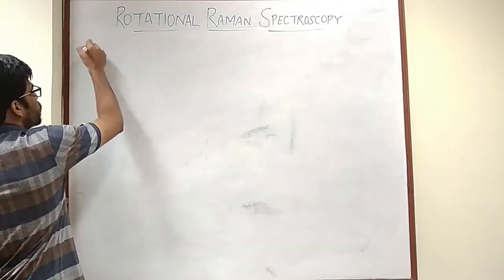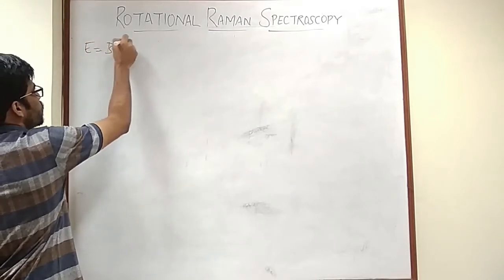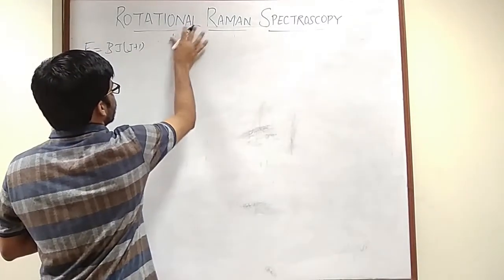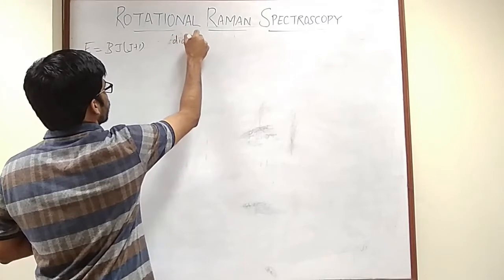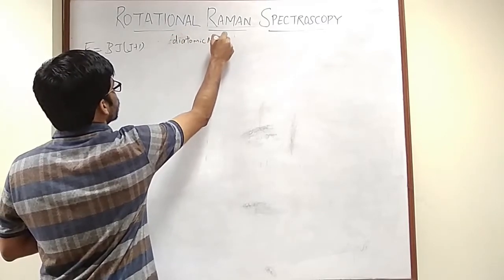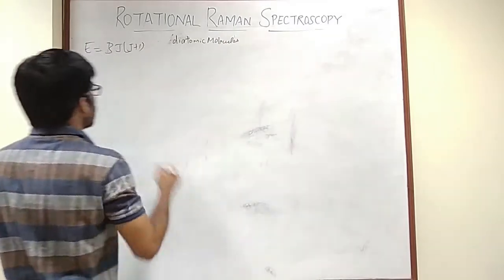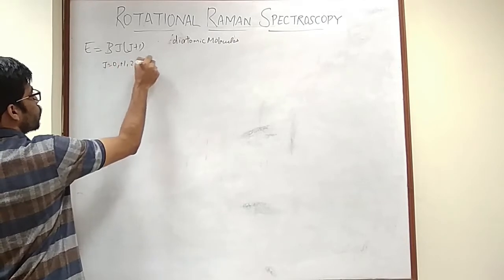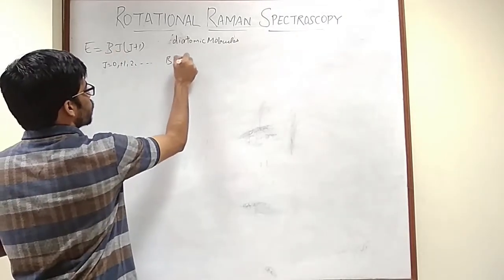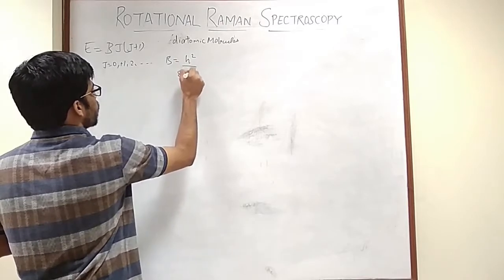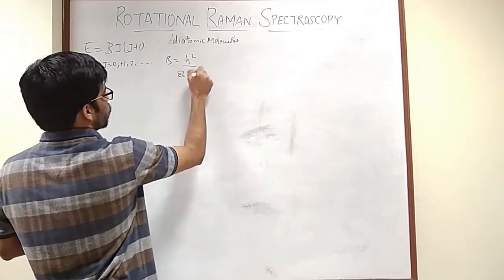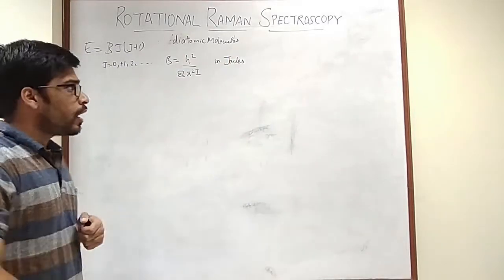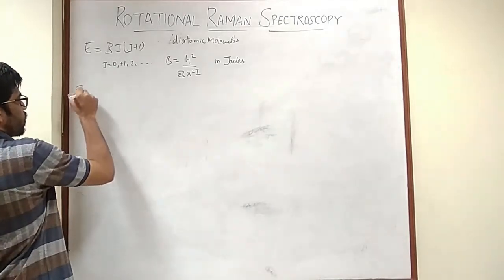So the rotational energy levels that we have is E equals to B J (J plus 1). So we'll start with first diatomic molecules. Now J can take values 0, 1, 2, and B is your rotational constant, which is given by h square by 8 pi square I in joules. Okay. Now, what are the selection rules?